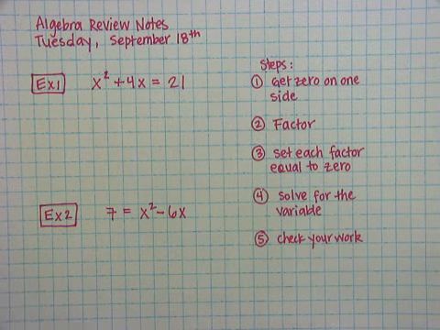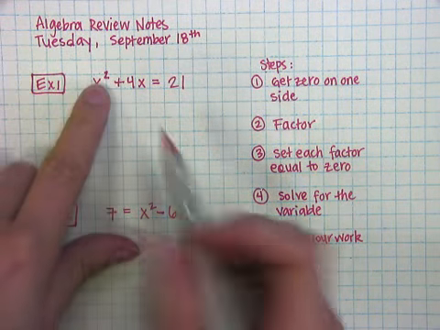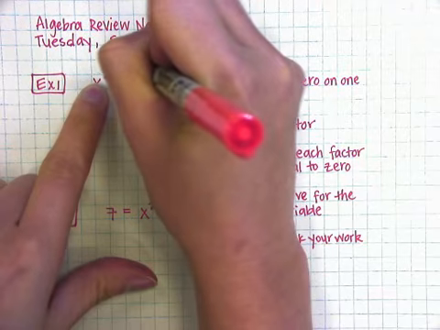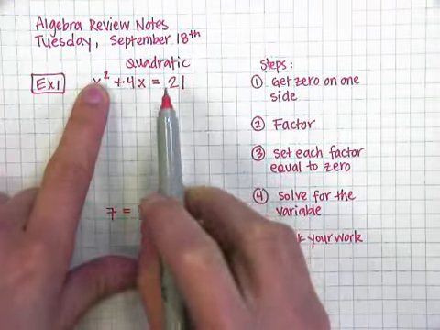Hi, Advanced Algebra 2B. So today in class we worked on solving quadratics. That's what it's called whenever you get a little squared up here. It's called a quadratic. Go ahead and write that down in your notes, please.